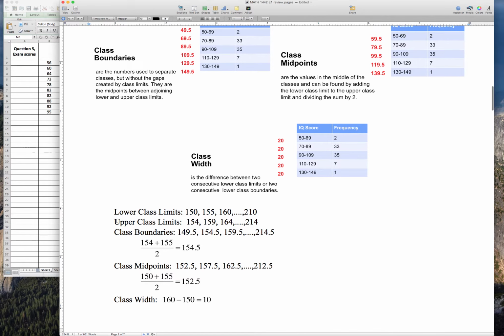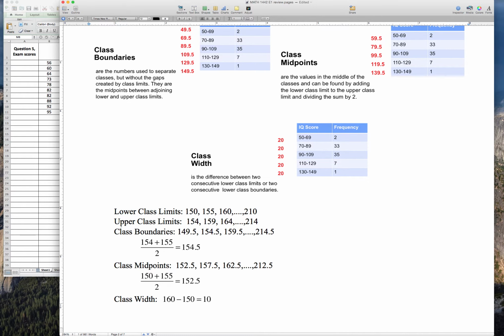So here's a list. Here's how you might represent them on the test. Lower class limits begin at 150. Next is 155. Next is 160. You don't have to write them all if you don't want to. If you do, that's fine. You have plenty of room. But after you've written a few that establish the pattern, you can just put a set of ellipses, dot, dot, dot, dot, and then another comma, and then the highest value that belongs to that particular designation.